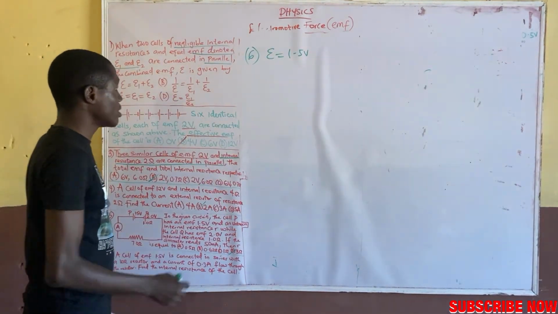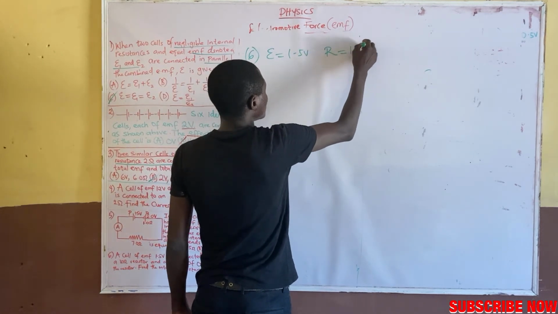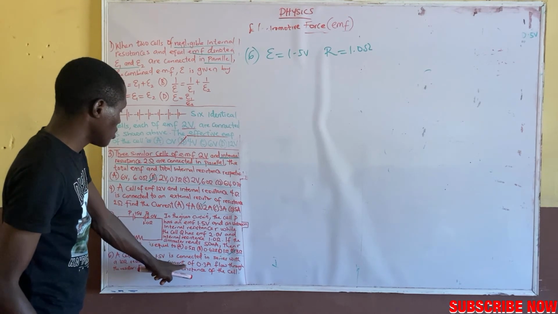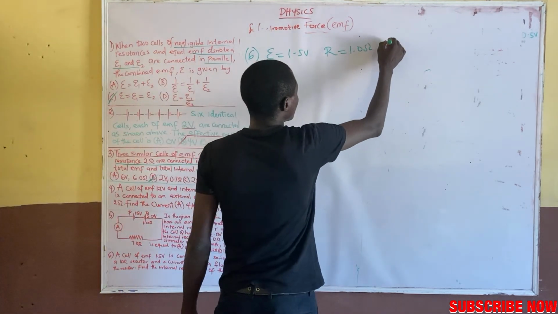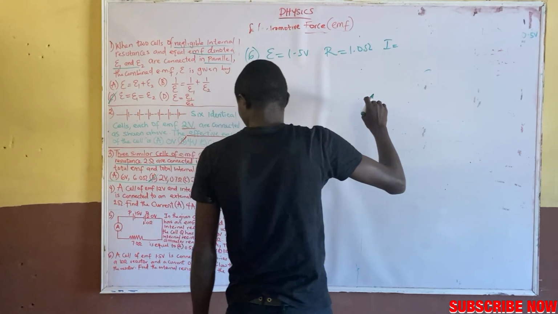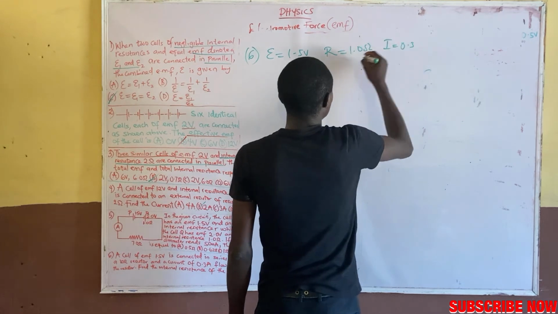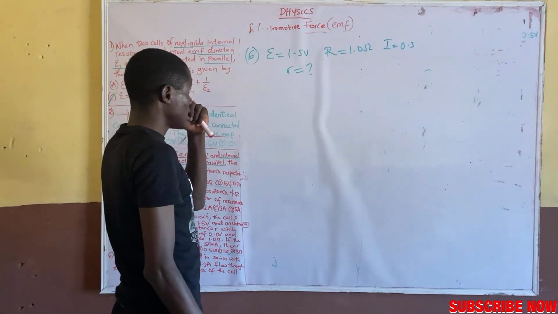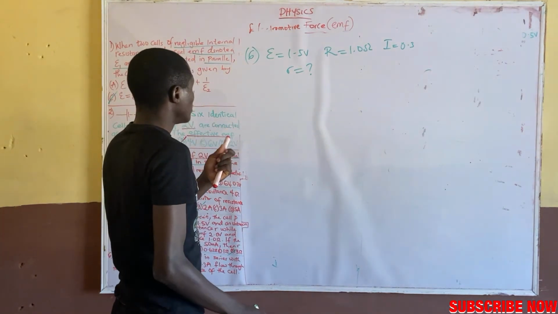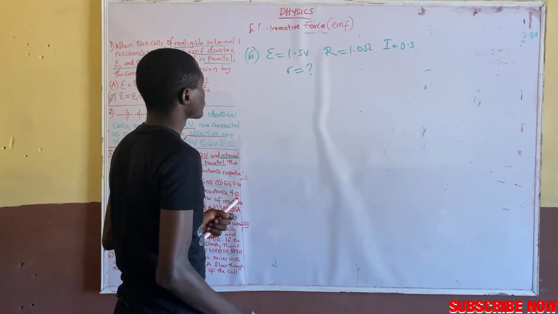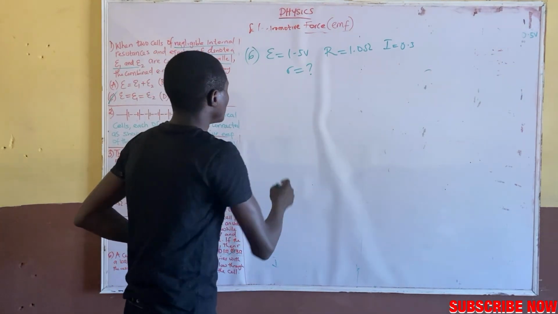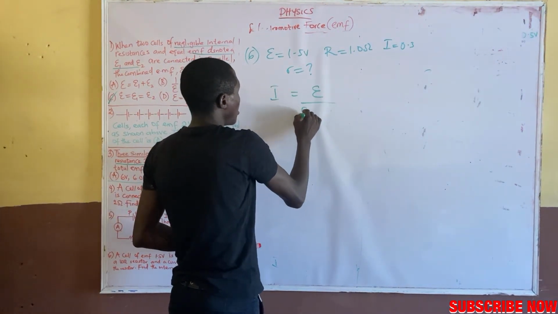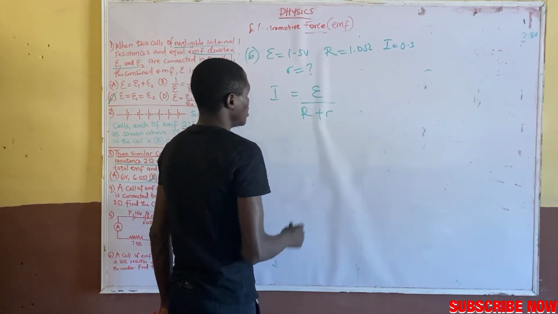It is connected in series with an external resistance of 1.0 ohm, and the current flowing through the resistor, I, is equal to 0.3. Calculate the internal resistance. How do you calculate the internal resistance? Recall that I is equal to EMF all over the external resistance plus the internal resistance.